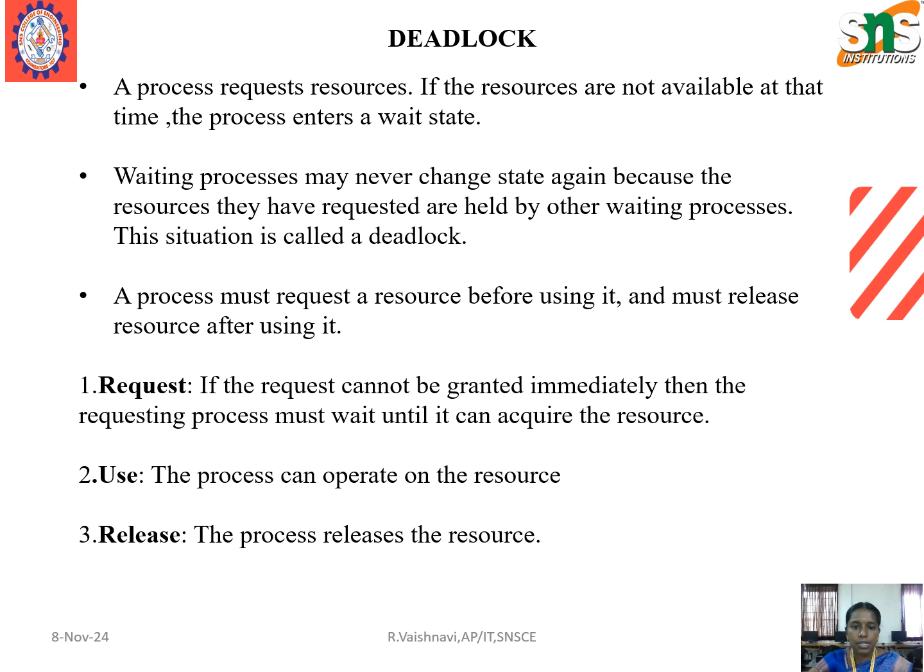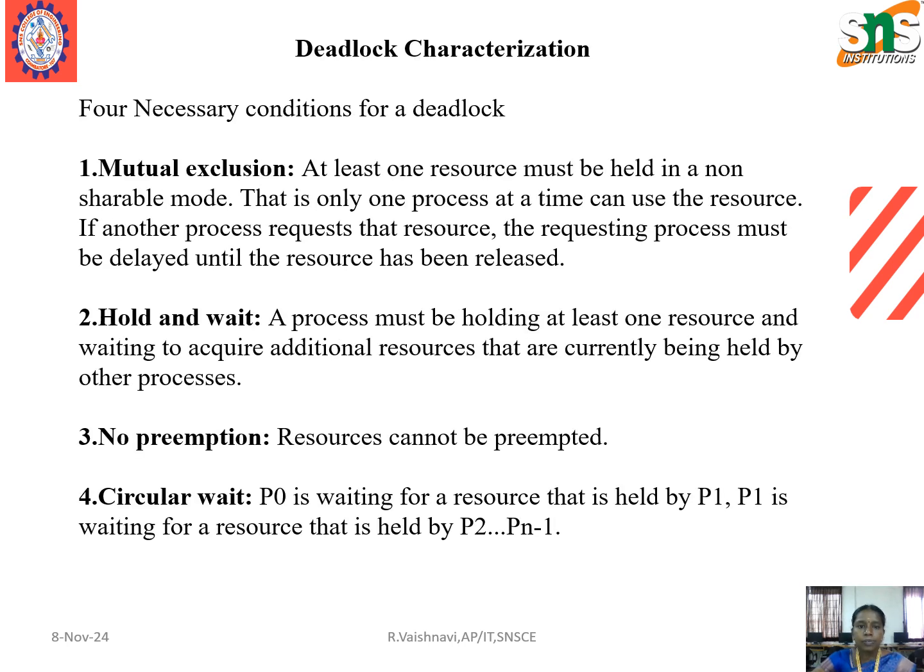The process must request the resource before using it, and it must release the resource after using it. Here we have three stages. The first one is request. If the request cannot be granted immediately, then the requesting process must wait until it can acquire the resources. The second stage is use. The process can operate on the resources. The third one is release. The process releases the resources.